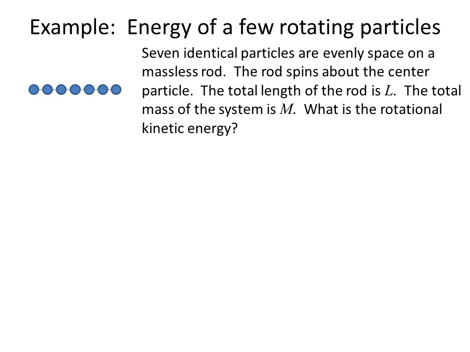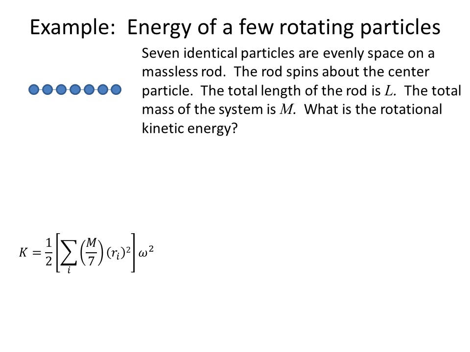Let's look at an example of the energy of a few rotating particles. There are 7 identical particles that are evenly spaced on a massless rod. The rod spins about the center particle. The total length of the rod is L, and the total mass of the system is m. What is the rotational kinetic energy?